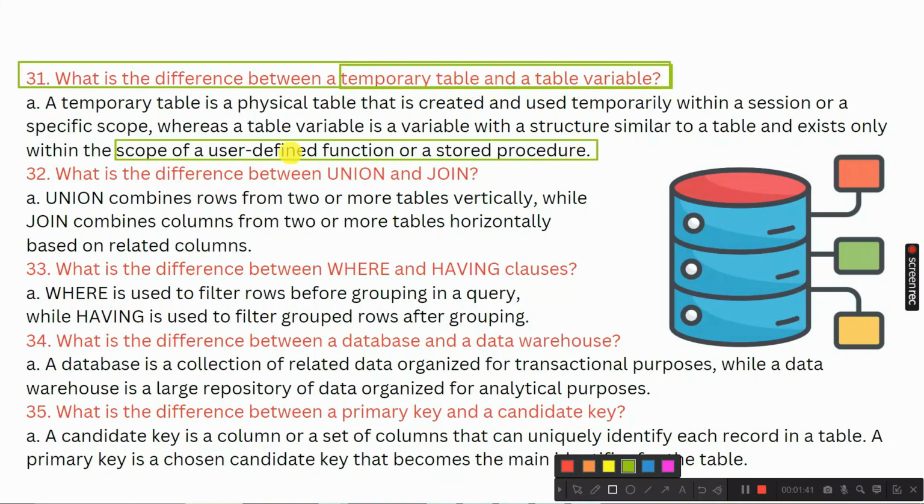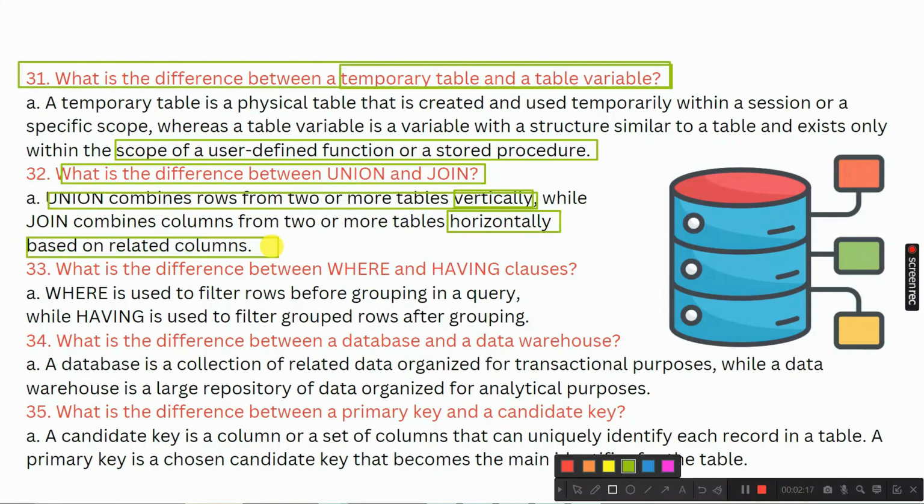Next question is, what is the difference between union and join? Union combines rows from two or more tables vertically. If you want to combine two or more tables vertically, then you can use the union, whereas join combines columns from two or more tables horizontally, based on a related column. This is the main difference between union and join.